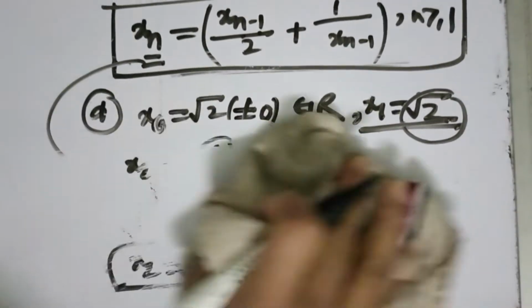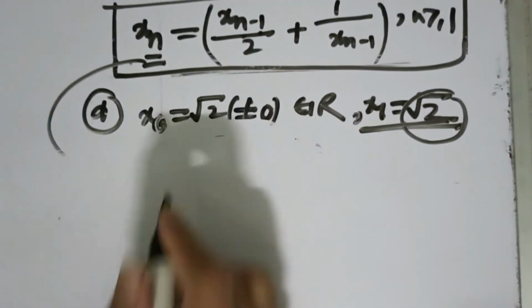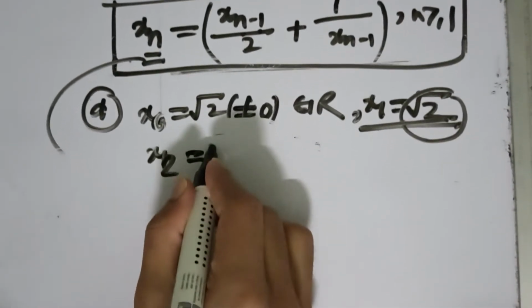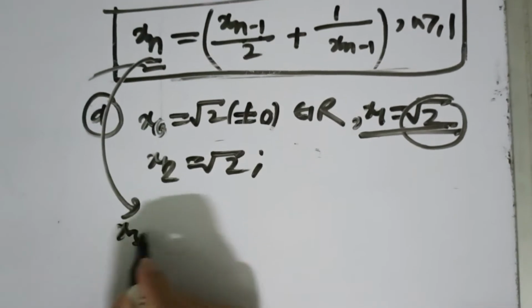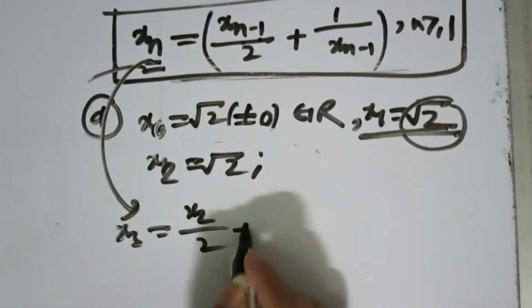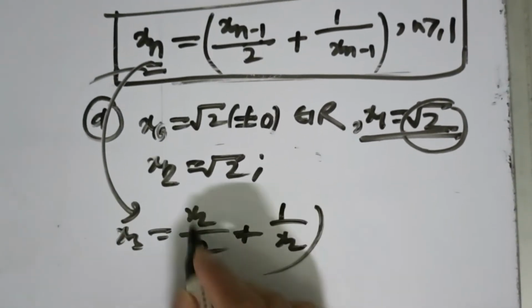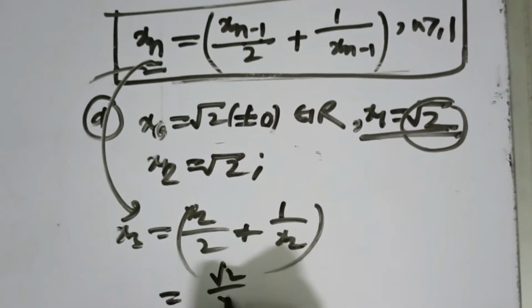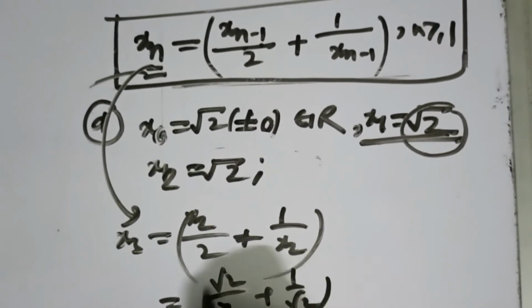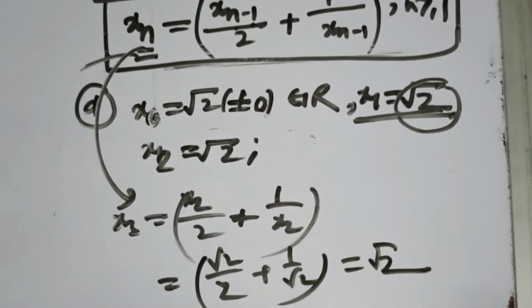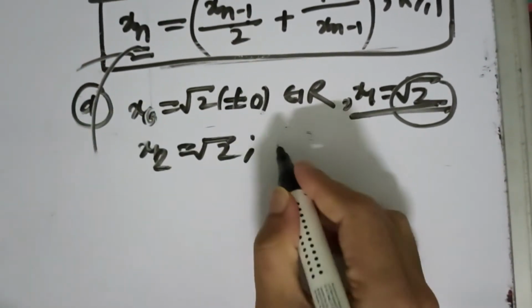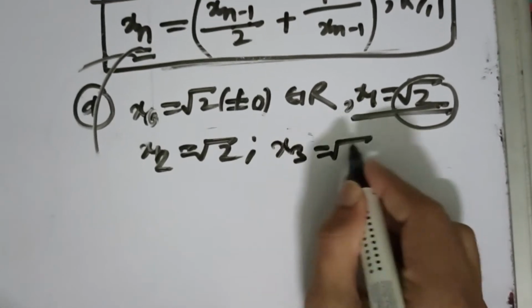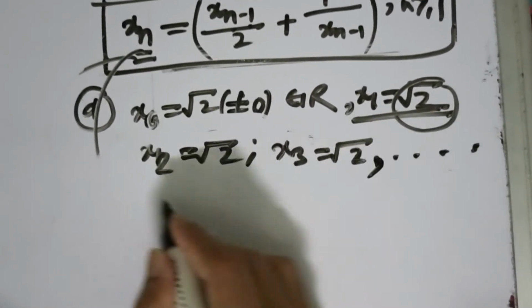Similarly, if x2 is root 2, then putting n equal to 3, you get x2 by 2 plus 1 upon x2, so root 2 by 2 plus 1 upon root 2. This again gives you root 2. So if x2 equals root 2, then x3 equals root 2, and so on. In this manner you get a constant sequence.